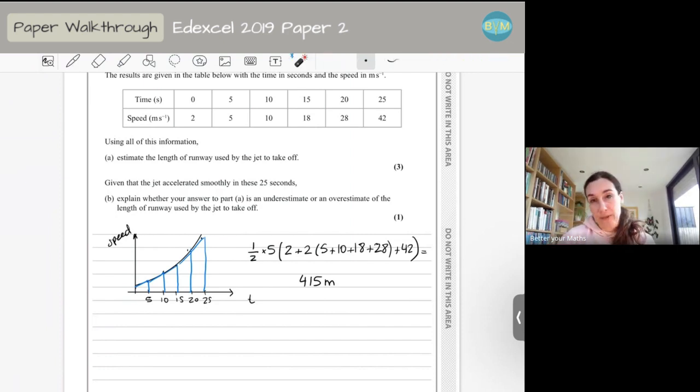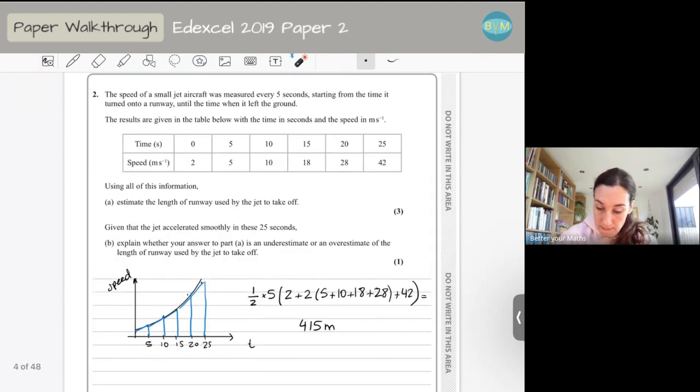Remember, every time you have units, give your answers with units. So in this case, we know the speed is in meters per second, which means the distance is going to be in meters. Yeah, that's why I wrote the meters. If you have any question, please ask me. Yeah, stop me and ask me.